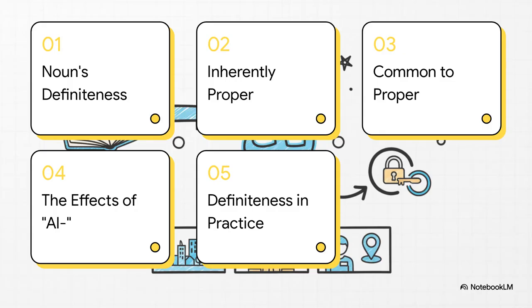So, here's our game plan. First, we're going to look at the two states a noun can be in, definite or indefinite. Then, we'll talk about a special group of nouns that are always definite, no extra work needed. After that, we get to the main event, how you actually make a noun definite, and the super important rules that go along with it. And finally, we'll see how it all works with some real, practical examples.